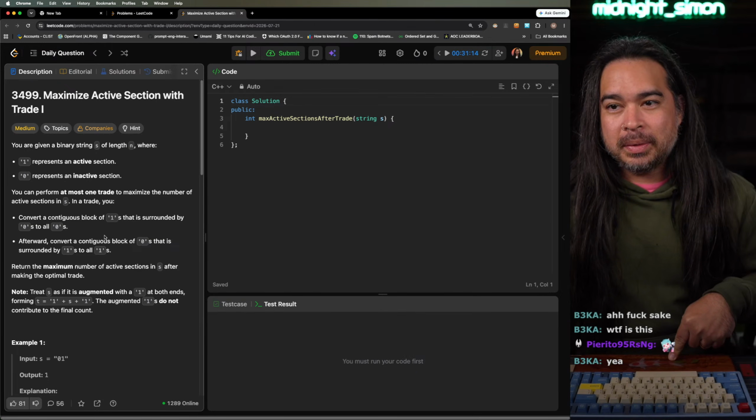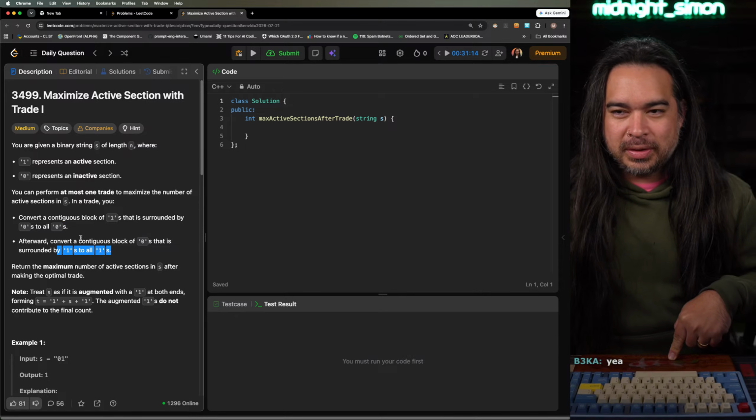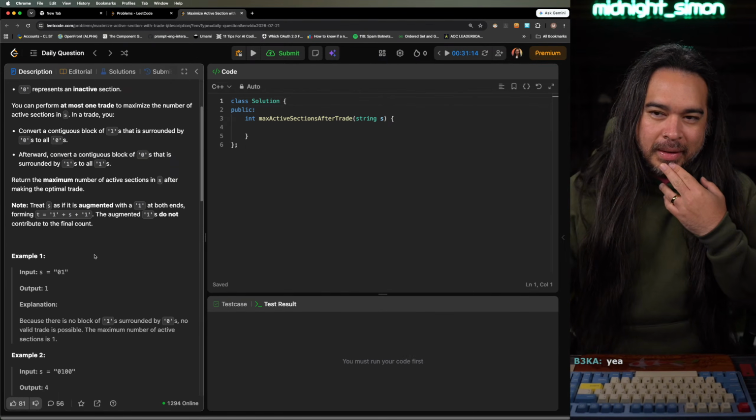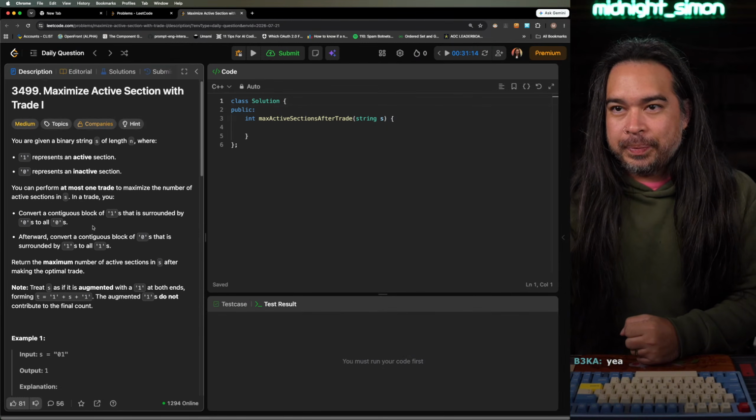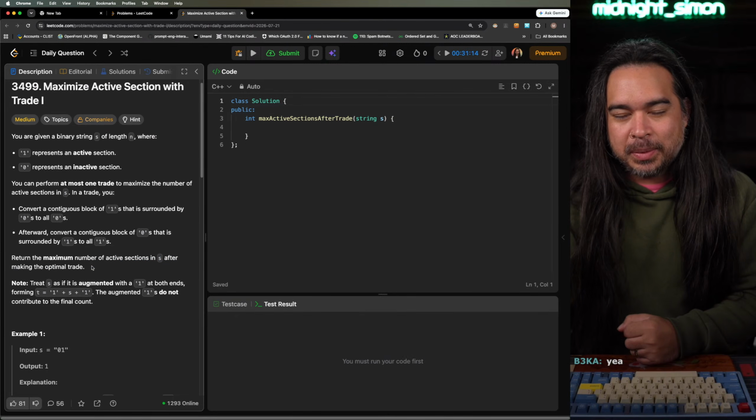So wait, convert a contiguous block of ones that is surrounded by zeros to all zeros, and then convert a contiguous block of zeros. So I don't think these have to be the same thing. It can be, so one trade is really like two trades. But I guess it's a trade because they're giving up ones for zeros and zeros for ones. And they want to know the maximum number of active sections after making the optimal trade.